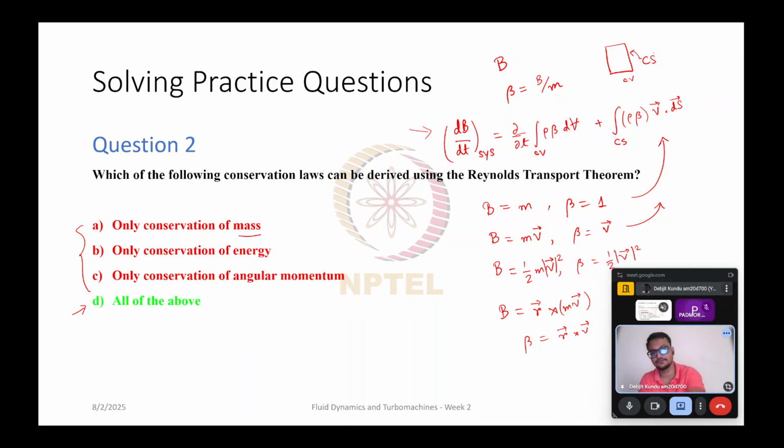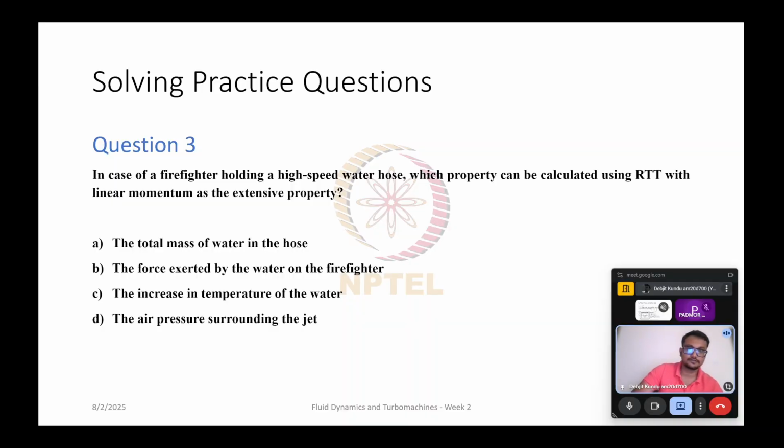We will keep moving. We will move on to question number 3 now, which is asking that in case of a firefighter holding a high-speed water hose, which property can be calculated using the Reynolds transport theorem with linear momentum as the extensive property? So I'll try to draw a very bad sketch to show what I mean. Let's say there's a firefighter holding a water hose like this, and there's a building on fire over here.